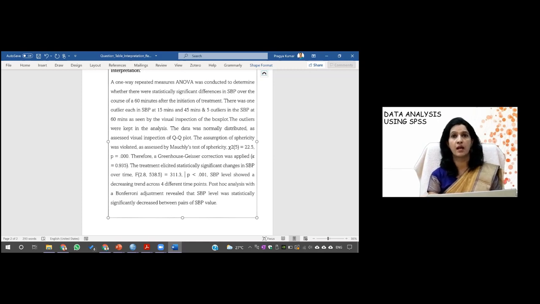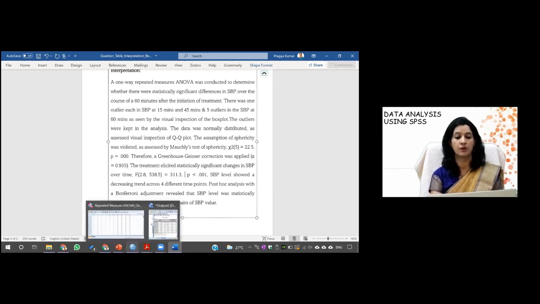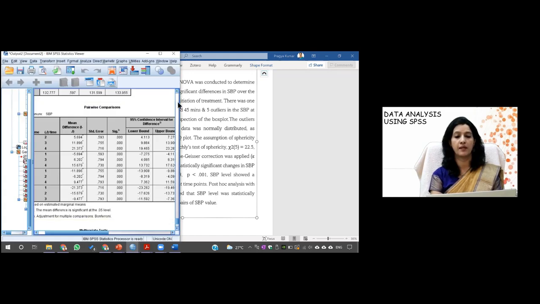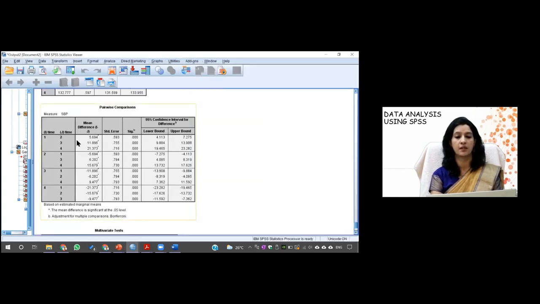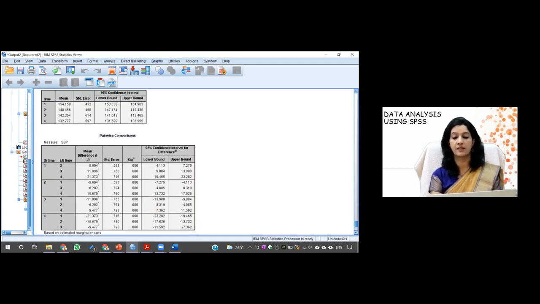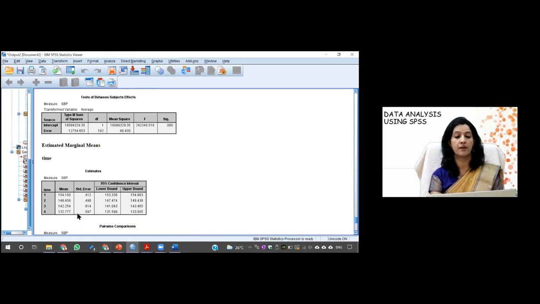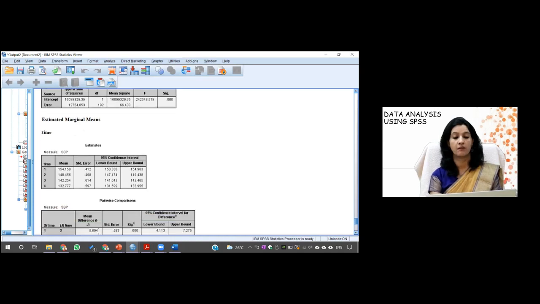So yes, Ritu is writing, how to say that BP statistically decreased between pairs of SBP values? If you see the post hoc, Ritu, you can see that all the pairs are showing statistical significance. You can see pair 1, 2, 1, 3, 1, 4, all are significant, all the pairwise comparisons. So first thing you can say is that there was a difference. Second, you can see the mean BP. The mean BP at the first one is 154, then 148, then 142 and 132. And the value was significant.